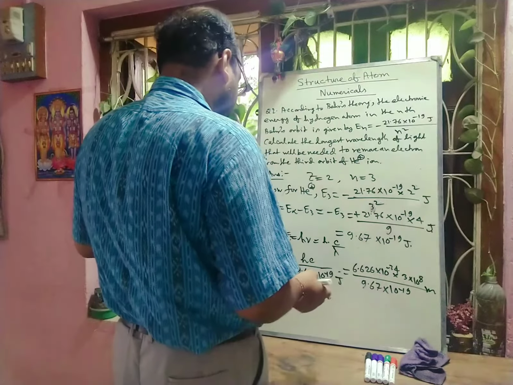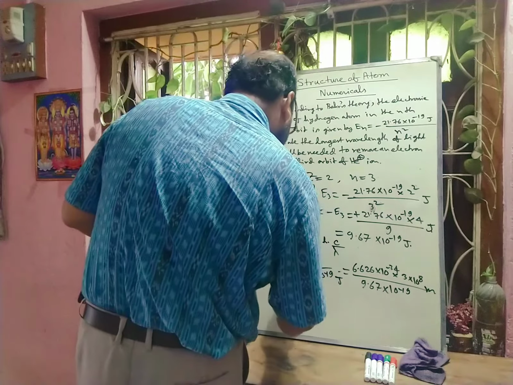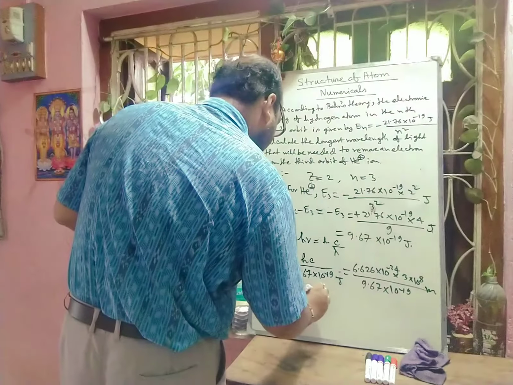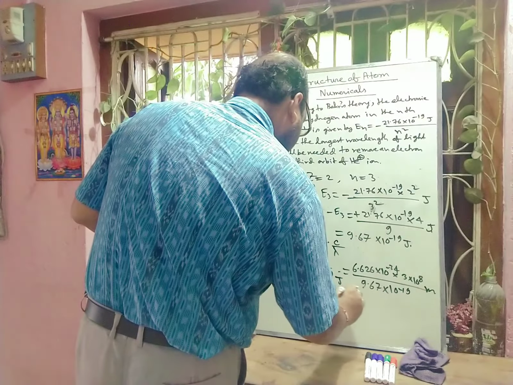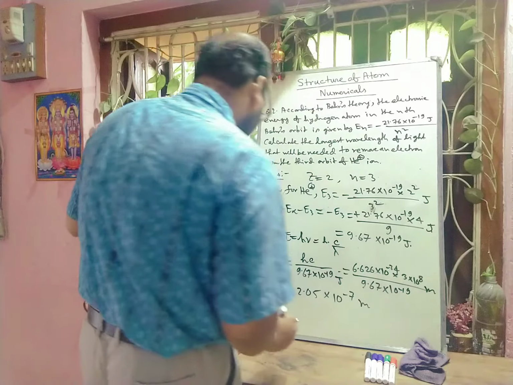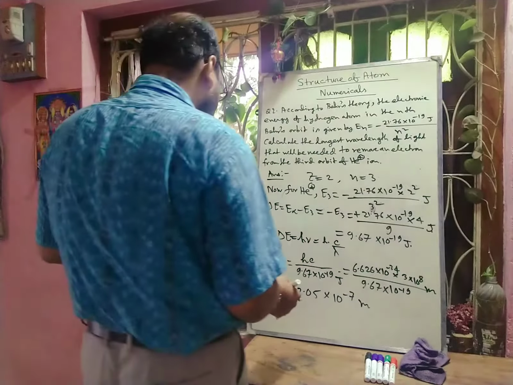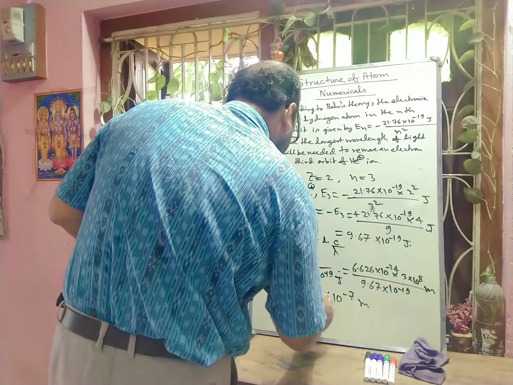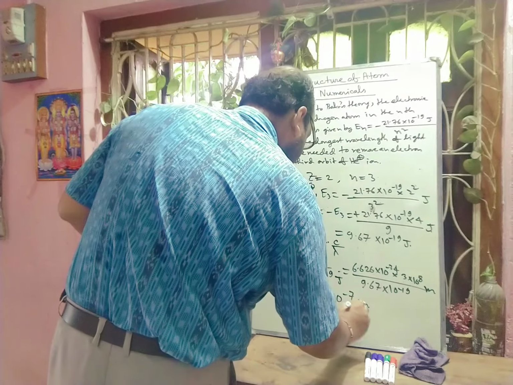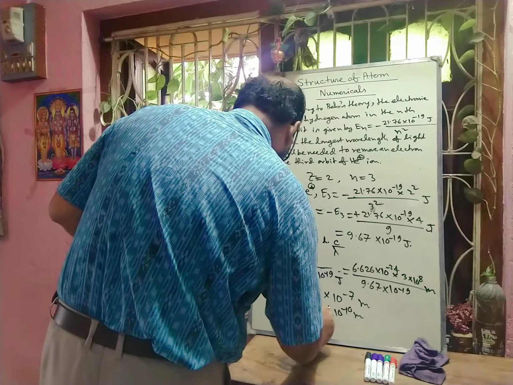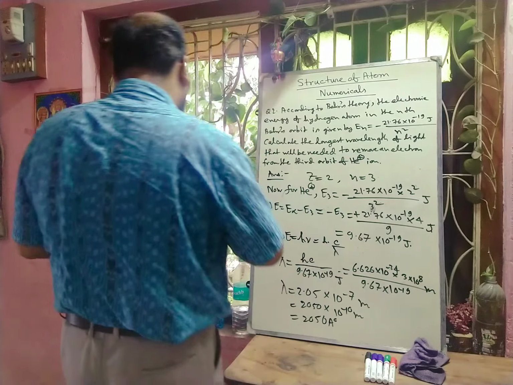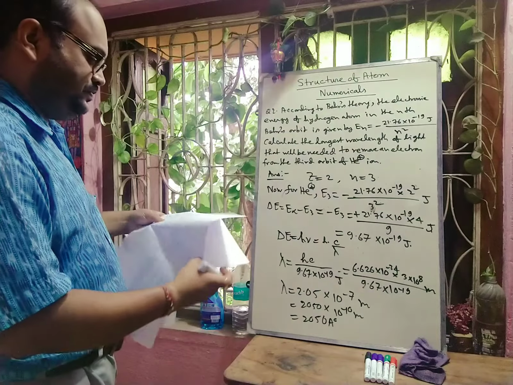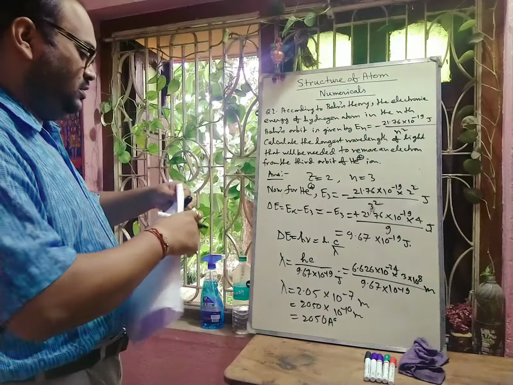If we calculate this value, the wavelength lambda will be equal to 2.05 into 10 to the power minus 7 meter. And if we want to convert it into angstrom, then we can write 2050 into 10 to the power minus 10 meter, that will be 2050 angstrom. So this will be the answer of this problem. Hope you can understand. Then we will go to the next problem.